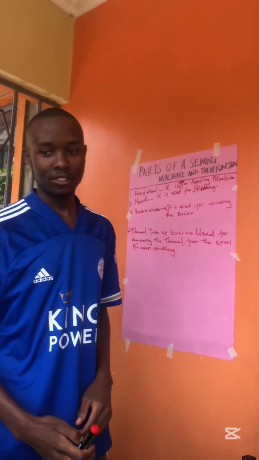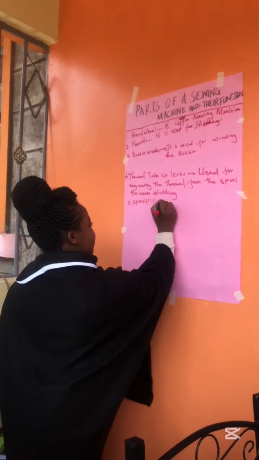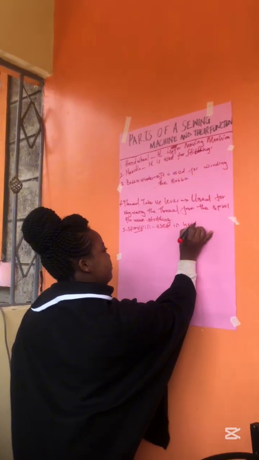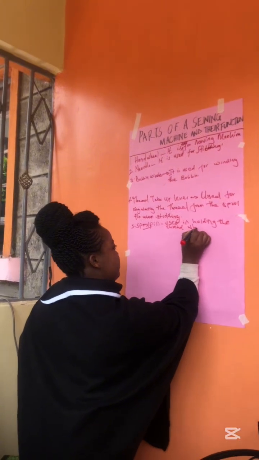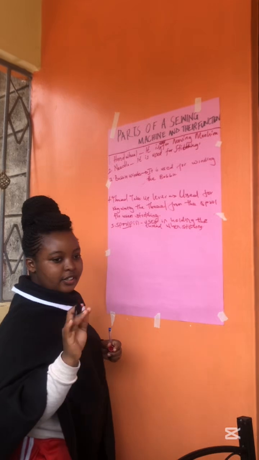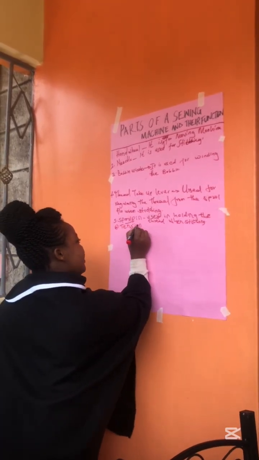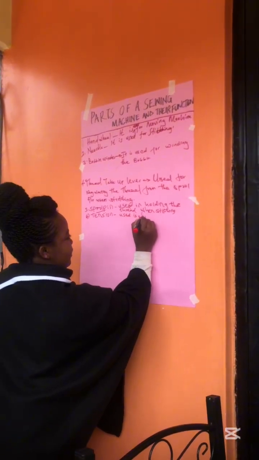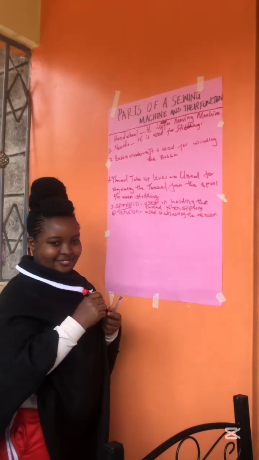Spool pin. We have been taught that the spool pin is used in holding the thread when stitching. I hope the stitching is written like that. Correct. We have also learned of the tension. We have been taught that the tension is used in adjusting the tension. Yes, correct. Clap for her.